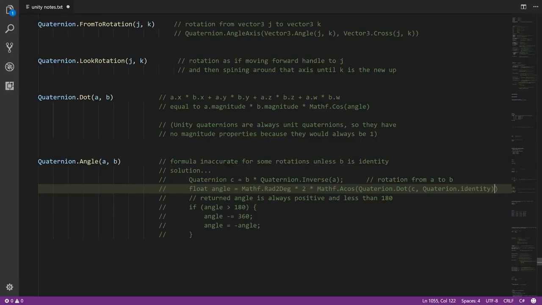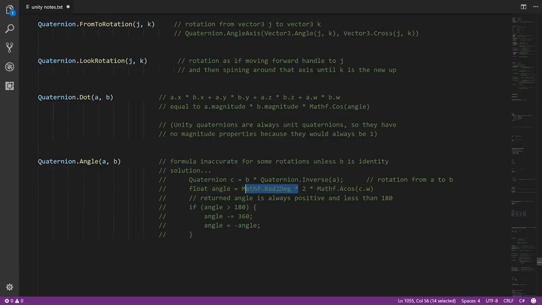And it turns out actually, for reasons I don't entirely understand, that the formula is not really accurate with rotations where B is not the identity. There are cases where you get not quite right results. I don't know why. But the fix for that is that you get the rotation from A to B, which is computed like this. You get the inverse of A, and then you extrinsically apply B onto it, and you get some third rotation C, and that is the rotation that you would apply to A to get to B.